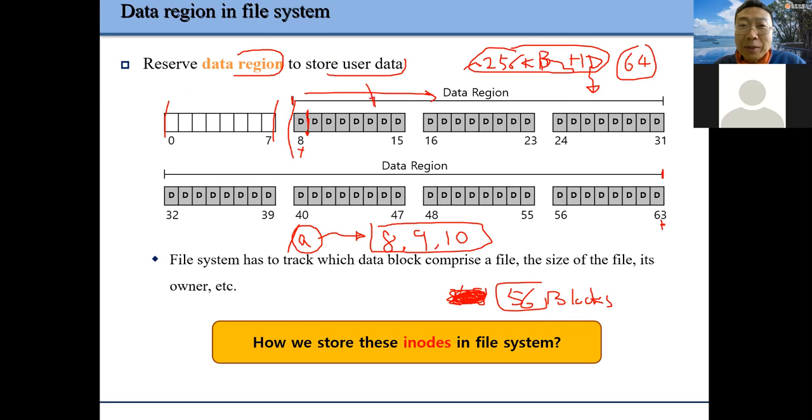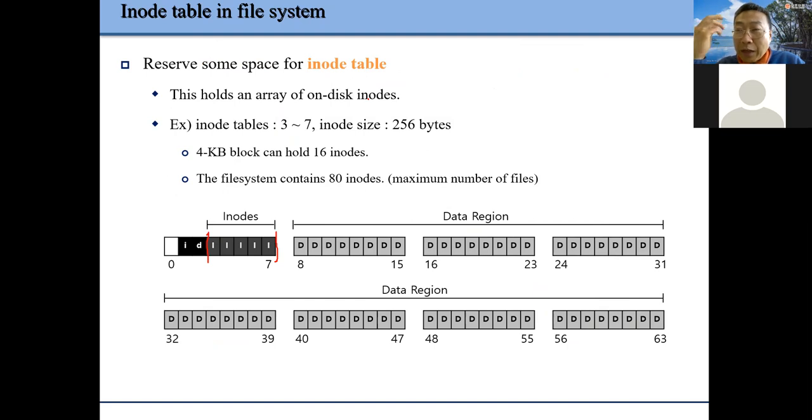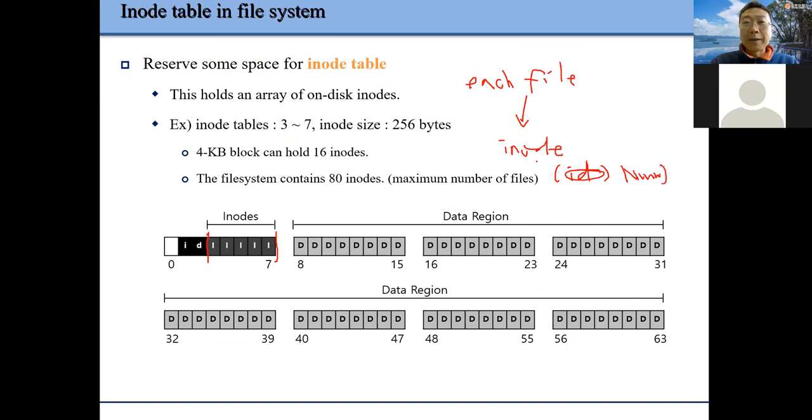Our real data will be stored here, but for our metadata, each file has one set of metadata we call an inode. Later we will introduce the detail, but generally speaking, each file will be mapped to an inode. We use an inode number to represent this inode. Particularly, we have a region on disk used to store inodes. We call it the inode region. This holds an array of on-disk inodes. For each file we create, we allocate one inode in this region.